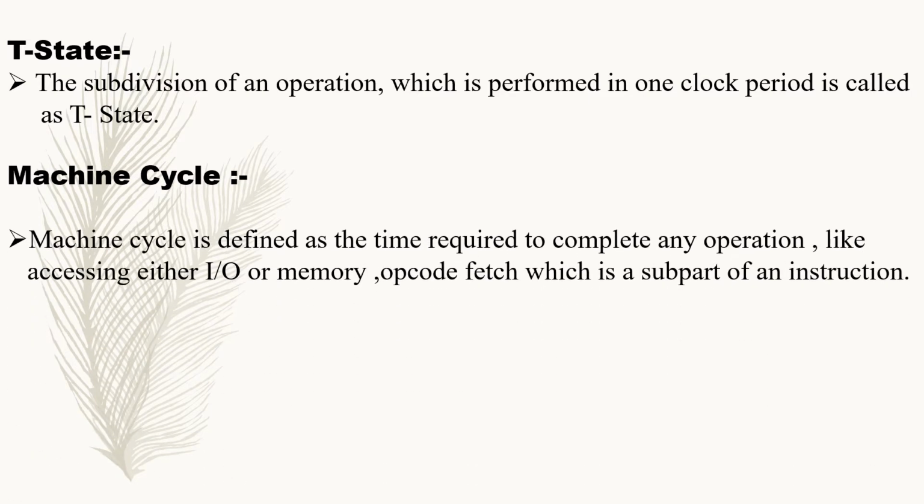Machine cycle. Machine cycle is defined as the time required to complete any operation like accessing either input or output, memory, or opcode fetch, which is a subpart of the instruction. So the time taken to complete a subpart of an instruction is called as machine cycle. Machine cycle consists of 3 to 6 T states. So each and every machine cycle will have minimum 3, maximum 6 T states depending upon the type of instruction.